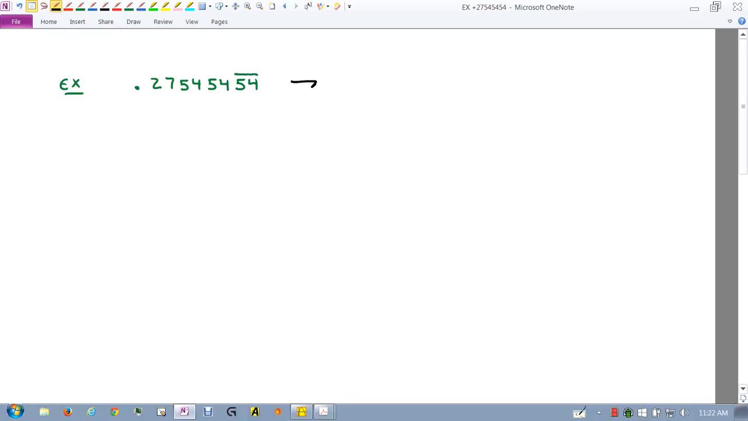So I want to convert this to a fraction. I know you may be sitting there going, why in the world would I ever want to convert that to a fraction? But this is an exercise with geometric series. So do you agree that that decimal up there, this 2 right here, is 2/10, right? 2/10.